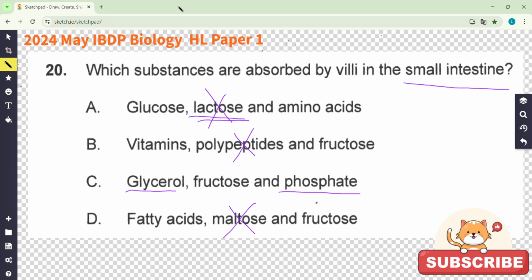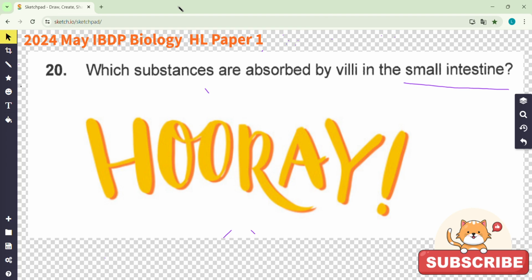So just by method of elimination, which one is too big? It shouldn't appear in the small intestine. So the answer is C. Hooray, we did it.